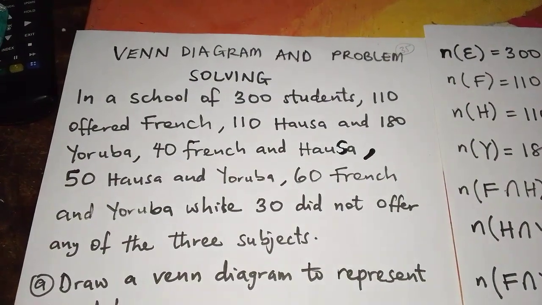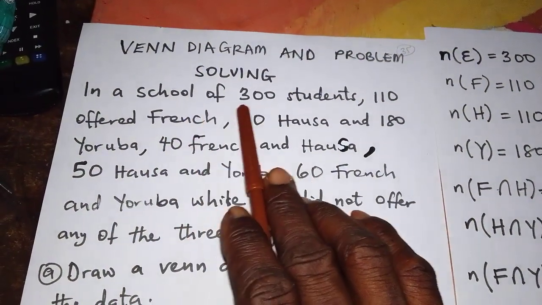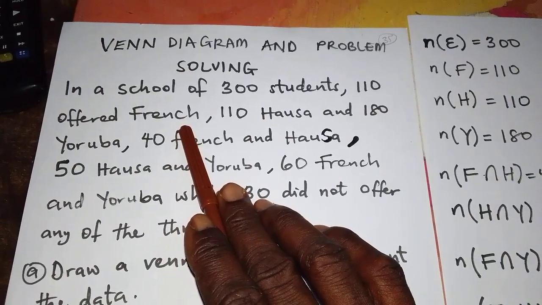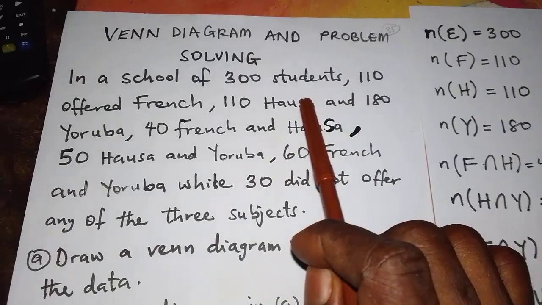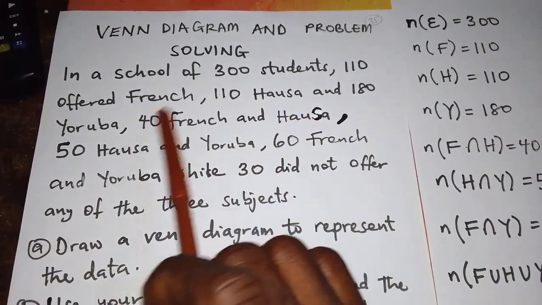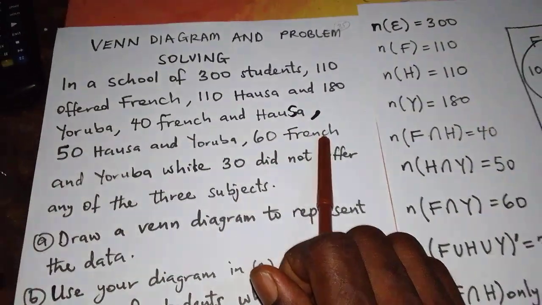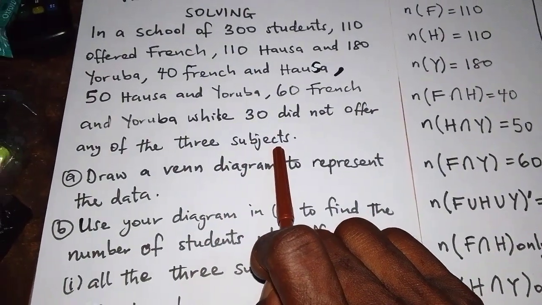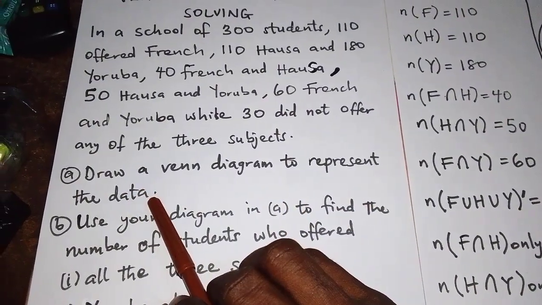Venn diagram and problem solving. Let's consider this example. In a school of 300 students, 110 offered French, 110 Hausa, and 180 Yoruba, 40 French and Hausa, 50 Hausa and Yoruba, 60 French and Yoruba, while 30 did not offer any of the three subjects. A. Draw a Venn diagram to represent the data.